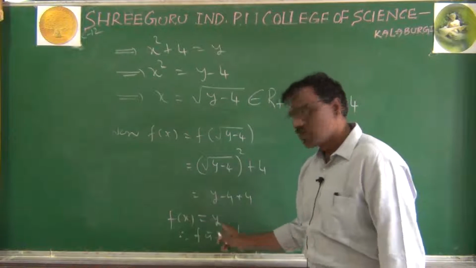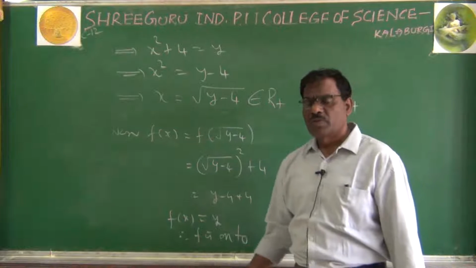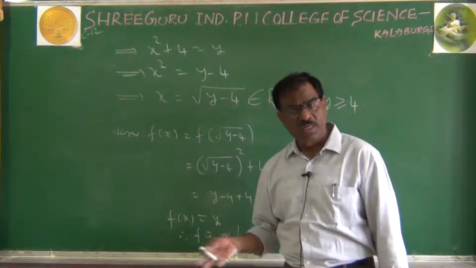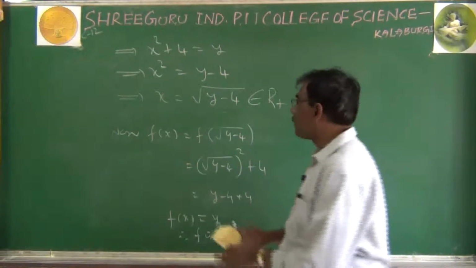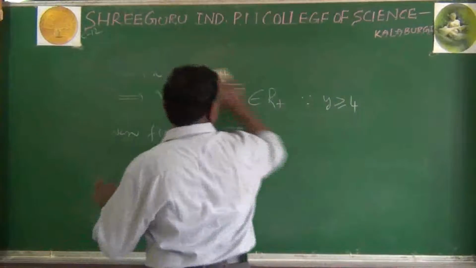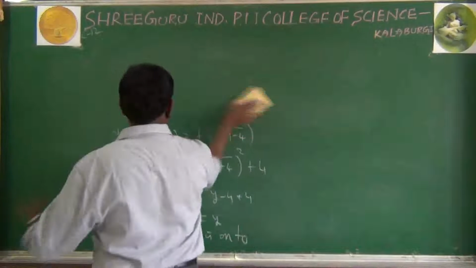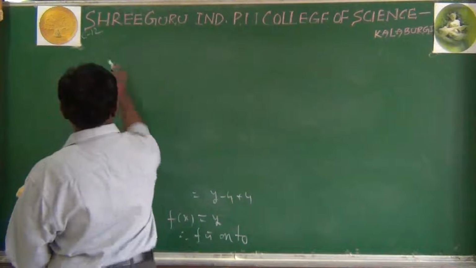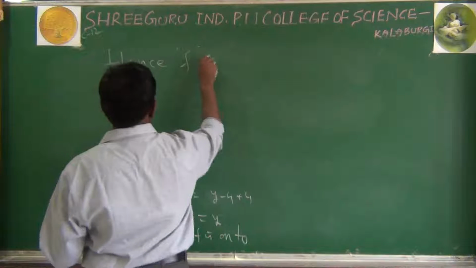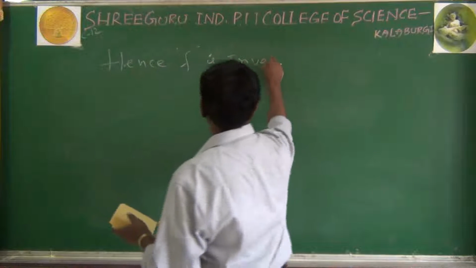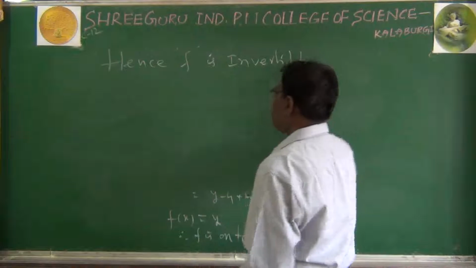Wherever you get f of x equal to y, what is this called? It is called onto only. F is onto. Now we have both: the function f is one-one and onto. Hence, what do we get? Hence f is invertible.